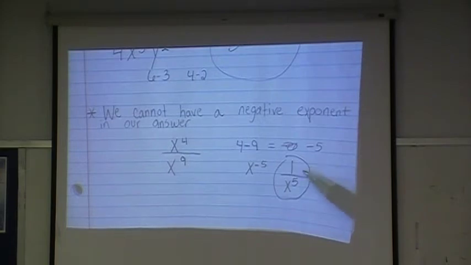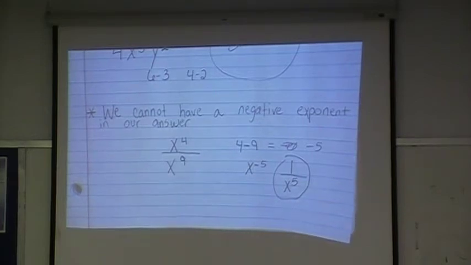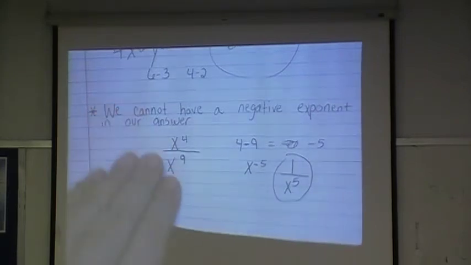Now, listen, here's the one thing I saw 4th period doing. When you put this on the bottom, don't put the negative sign. You're flipping it, you're putting it on the bottom to make it positive. Does everybody understand that? Okay.